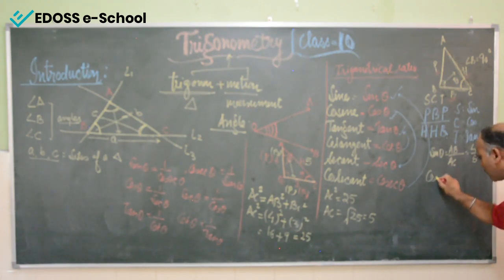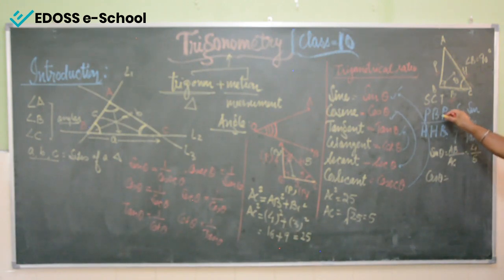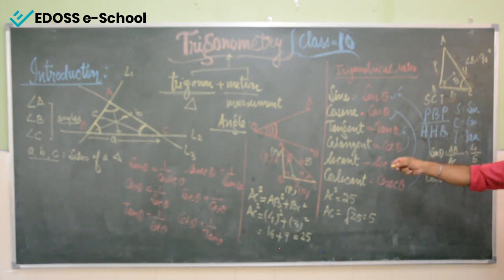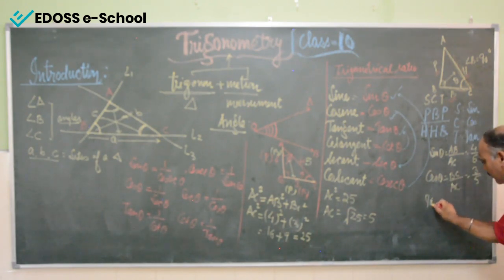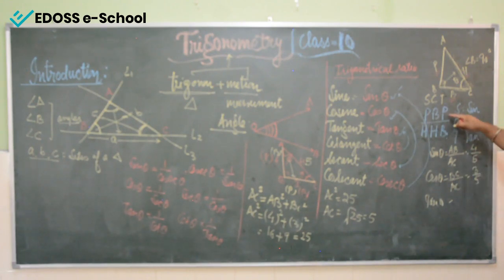Then we go for the cos theta. Cos theta will be equal to base upon hypotenuse. The base is BC, and hypotenuse is again AC. The base is equal to 3, so it will be 3 upon 5. Now tan theta is perpendicular upon base. Perpendicular is AB, equal to 4, and base is BC, equal to 3. Then tan theta equals 4 upon 3. Now you want to find the value of cosec theta.